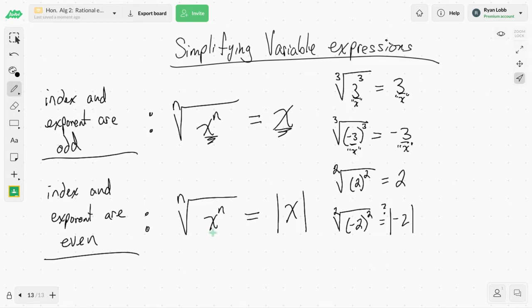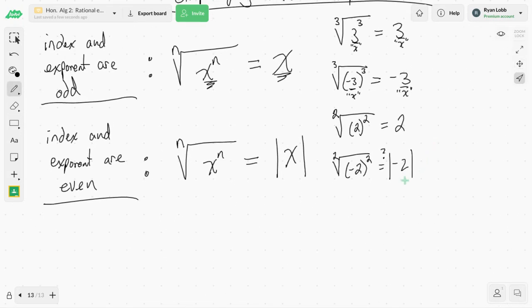And over here, since we don't know if x is positive or negative and it can be either, then when we take the nth root of x to the n, where n is even, we're going to need the absolute value. Okay. So a little nuance there, something we have to consider.